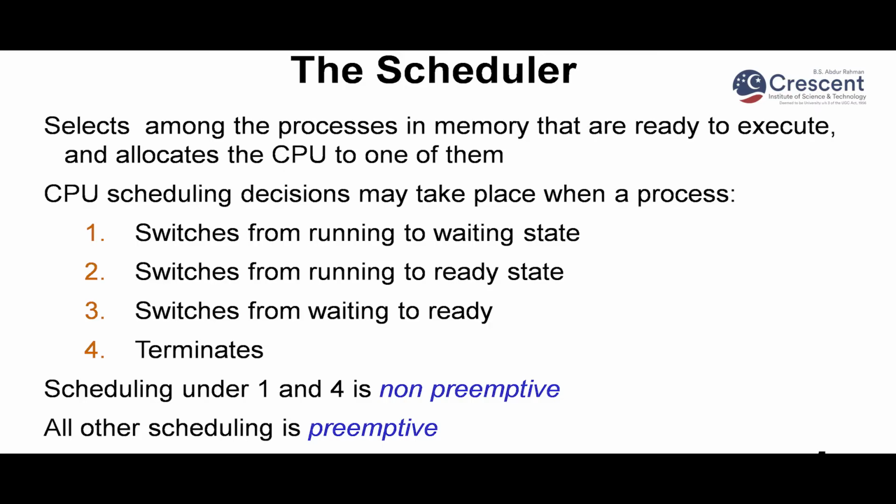Now we are going to see the schedulers, which are used to select the processes in memory that are ready to execute and allocate the CPU to one of them. CPU scheduling decisions may take place when a process switches from running to waiting state, switches from running to ready state, switches from waiting state to ready state, and when it terminates. Among these, 1 and 4 come under non-preemptive scheduling, and the others come under preemptive scheduling.